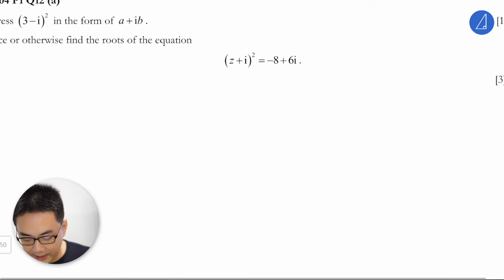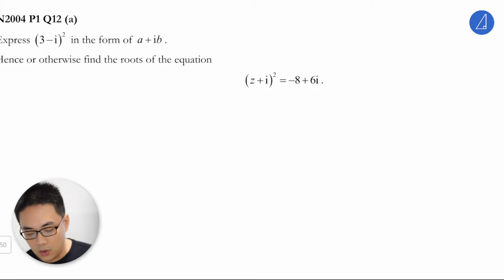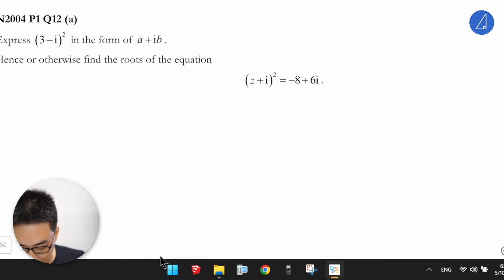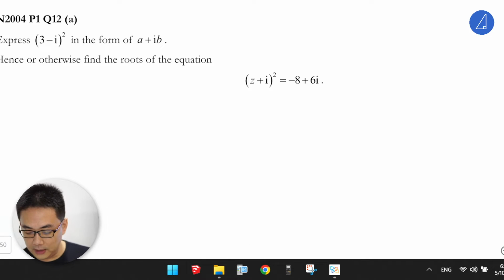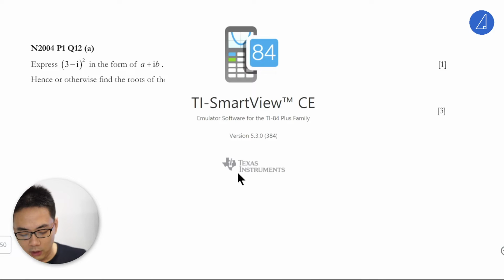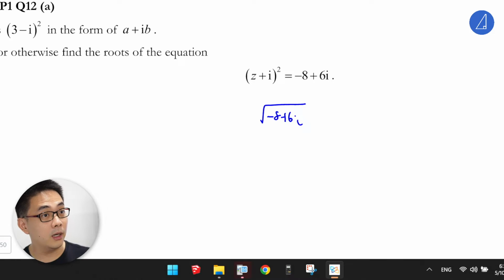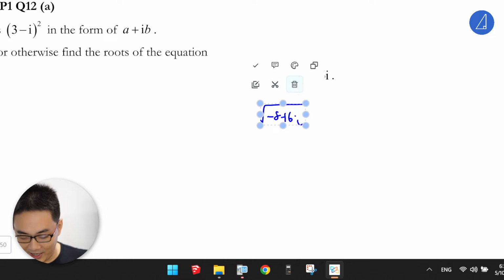So I think this part here is okay. I just want to quickly mention that you can use your calculator to check your answer. Another thing, I mentioned this in class before: you must understand that your calculator can also find the square root of a complex number. A lot of students don't know that. You see? That's why this is important.